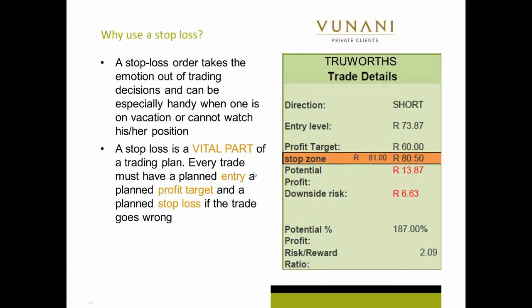Here we have a nice picture of a trade idea which we sent out the other day. We went short Trueworths at 73 Rand 87, and as you can see here, we stipulate our profit target, but we also have a stop loss zone. The stop loss zone in the case of this trade was if the trade trades between 80 Rand 50 and 81 Rand, we want to get out within that zone. As part of the trading plan, our potential profit was going to be 13 bucks and our downside risk was 6, with a risk to reward ratio of 2.